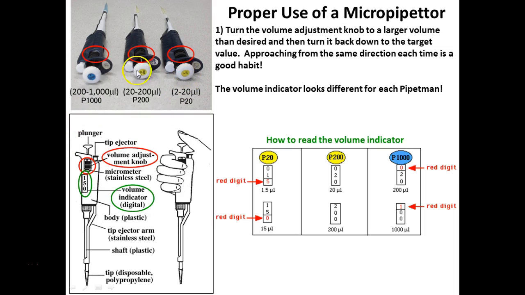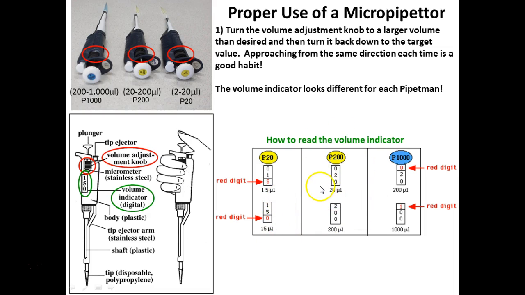So there are 3 different volumes. These 2 use the yellow tips, the smaller volume tips. It's called the P20. It can go up to 20 microliters. The accuracy range is between 2 and 20, so you could go as little as 2 microliters with this pipetter. The red indicates a decimal, so if it's set at 0.15, it's 1.5 microliters.